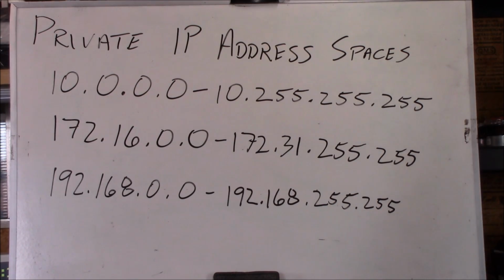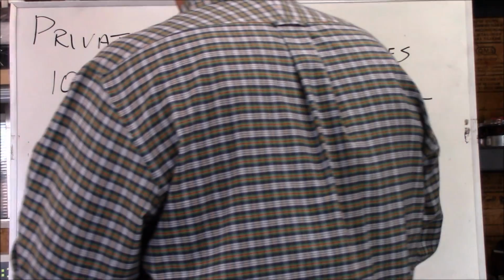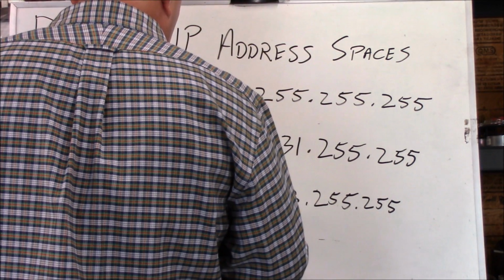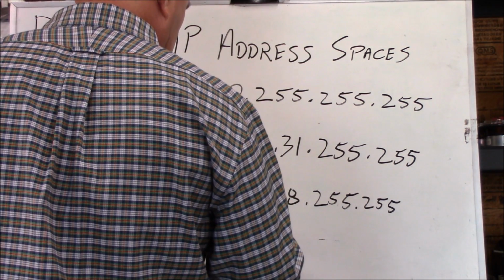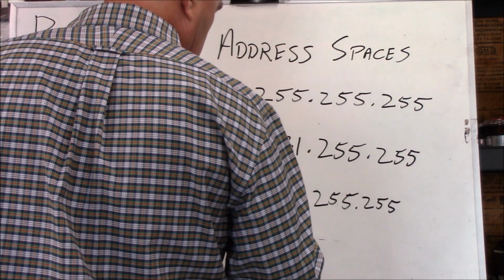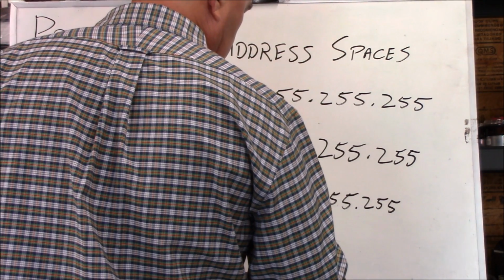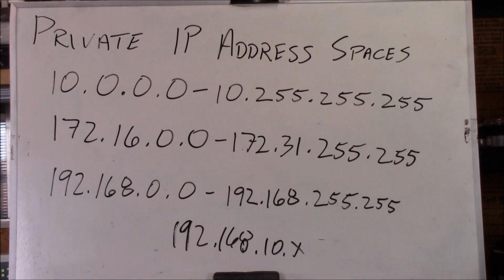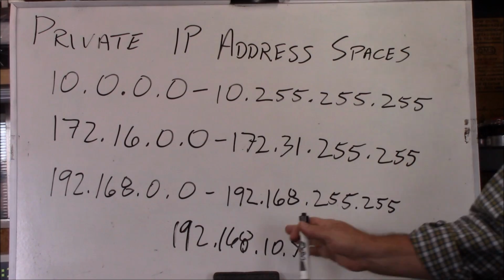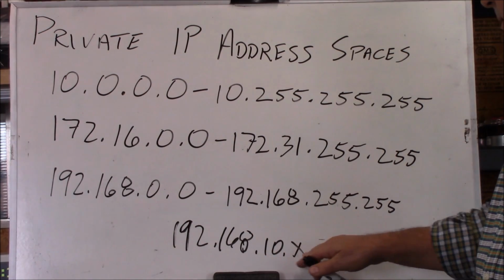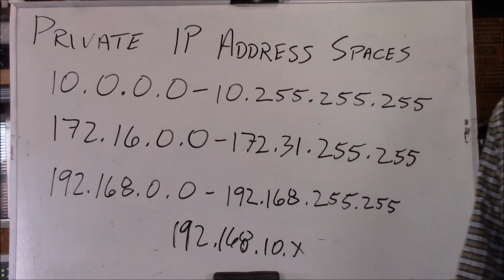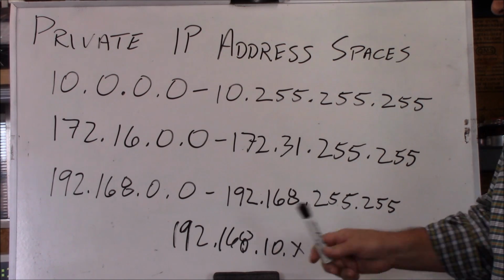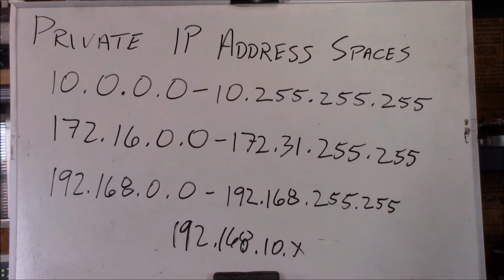So we're going to choose our Class C network, and I'm going to use 192.168.10.x as our Class C network. So this will be the network ID and the station IDs. Okay, you're probably asking, well, why 10? Why not just 1? Start from 1.